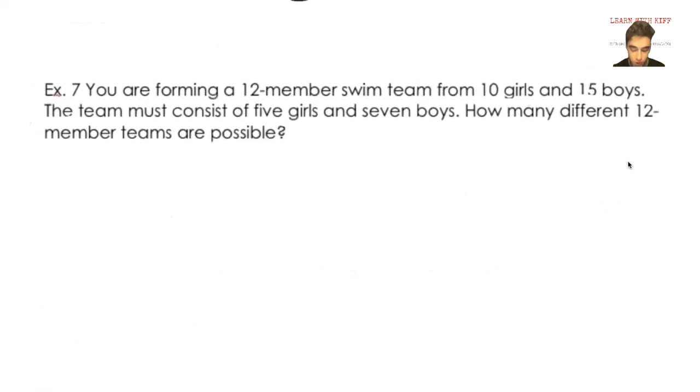You are forming a 12-member swim team from 10 girls and 15 boys. The team must consist of 5 girls and 7 boys. How many different 12-member teams are possible? All right. So this again is a combination, because, as I said earlier, when you're talking about teams, order doesn't matter unless there are specific roles like president, secretary, treasurer. Order doesn't matter, because a team of ABC and a team of BCA are the same team. So this is a combination.